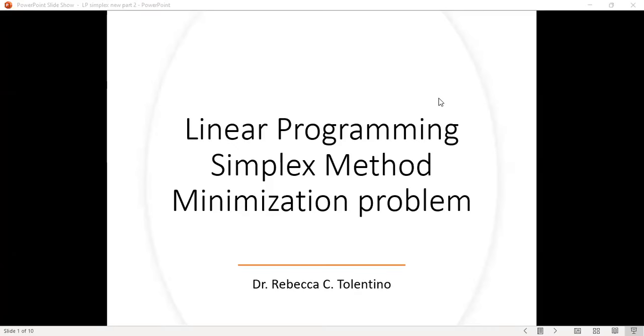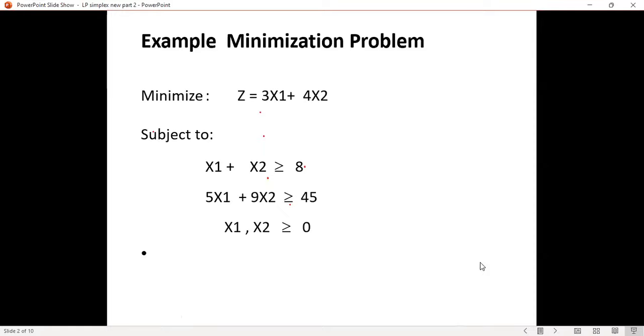Okay, so this is the process of solving a linear programming model using the simplex method, particularly for a standard minimization problem. This particular problem is a standard minimization problem in that all the constraints are of the greater than or equal to sign. We say that a maximization problem is a standard maximization problem if all the constraints are less than or equal to, similar to what we solved earlier.